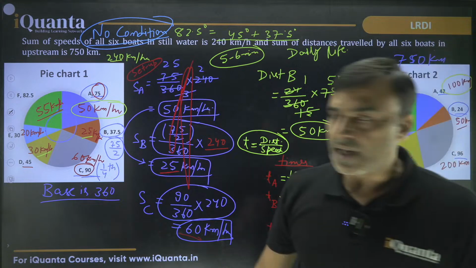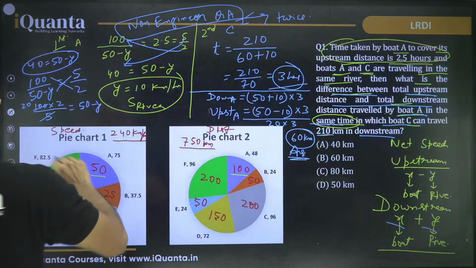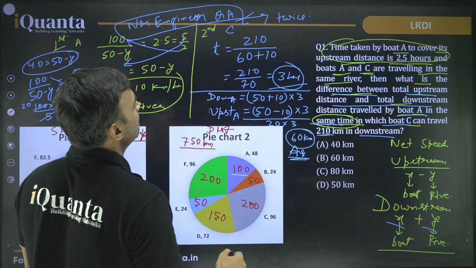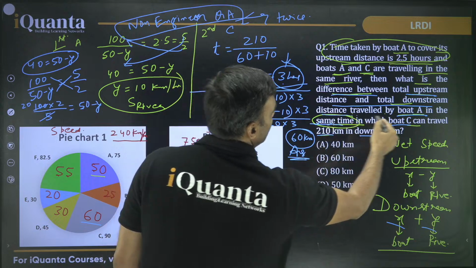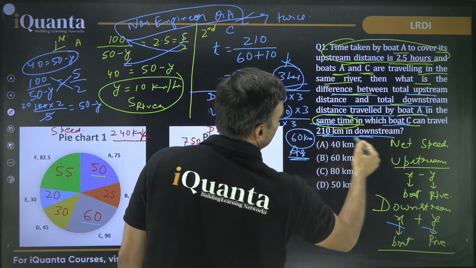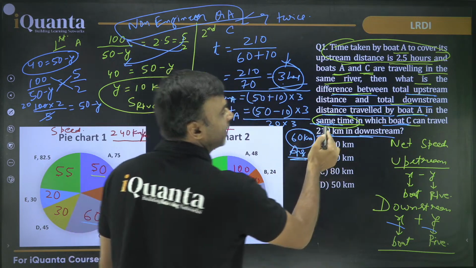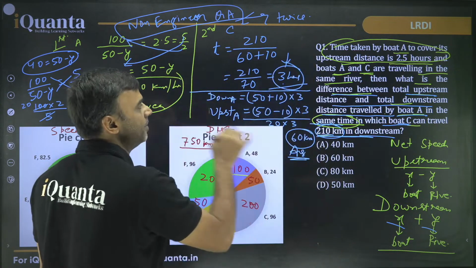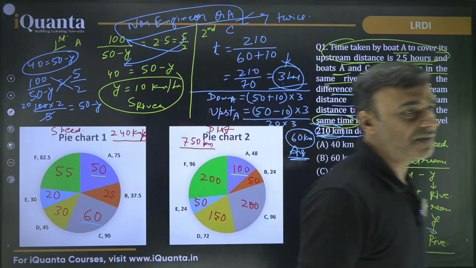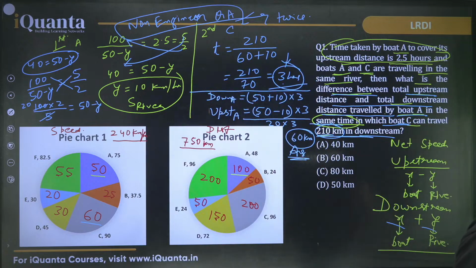Why 3 in upstream? Why 3 in upstream? I mean 3 in upstream? No, this 3 is the question. The question says that whatever time C takes to travel 210 kilometers, in that much time, what is the difference between the distance traveled by A and B?